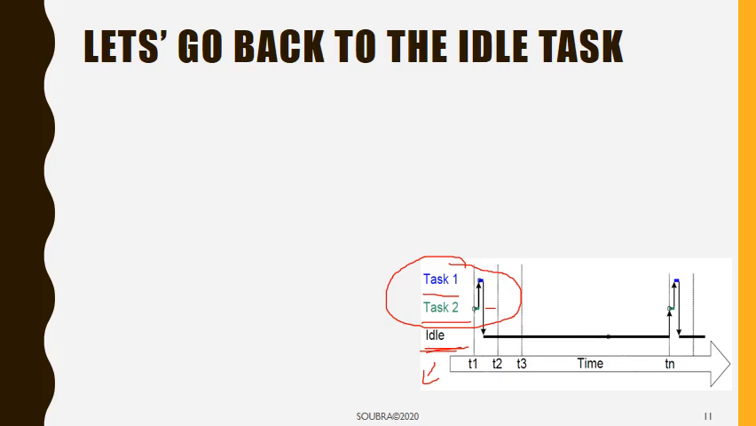And when those two are sleeping, we have the idle task up and running, and usually we can use it for non-real-time essentials. So can you guess the priority of the idle task? It's definitely the lowest one, which is 0.